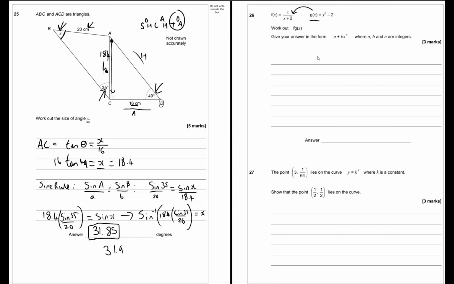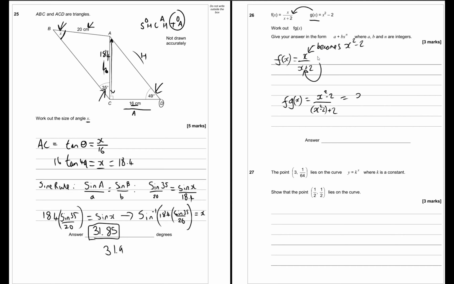So let's write out f of x. That is x over x plus 2. But this x is going to become g of x. So this is going to become x squared minus 2. And so does this x. So we're going to replace both x's with x squared minus 2. So we can write fg of x is going to equal x squared minus 2 over x squared minus 2 plus 2.